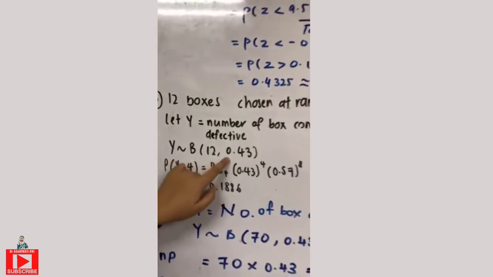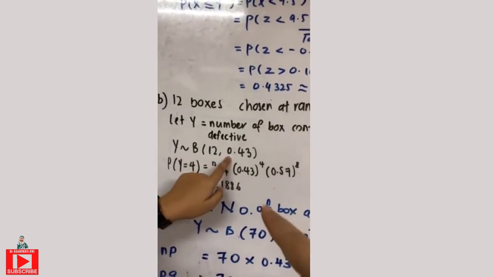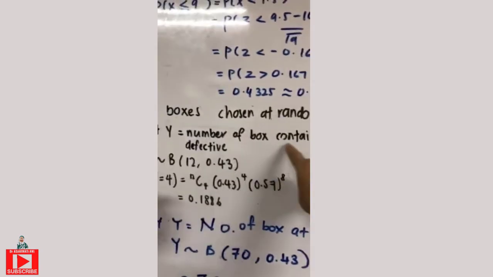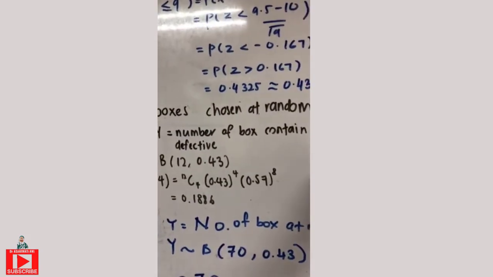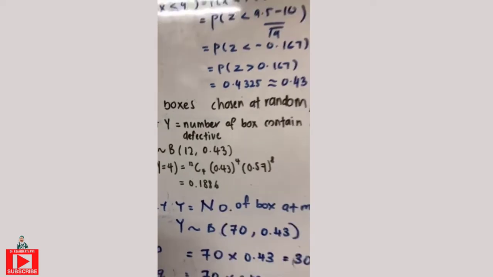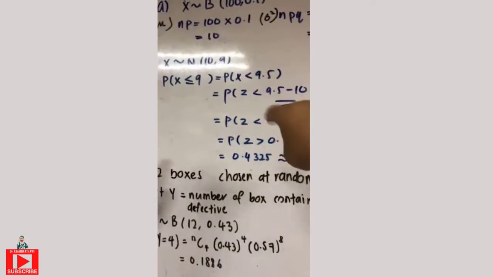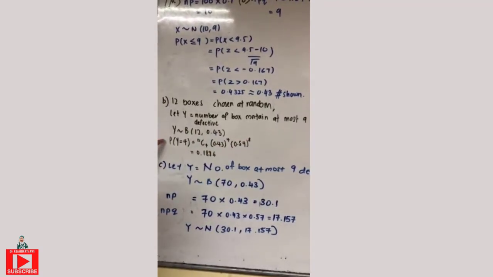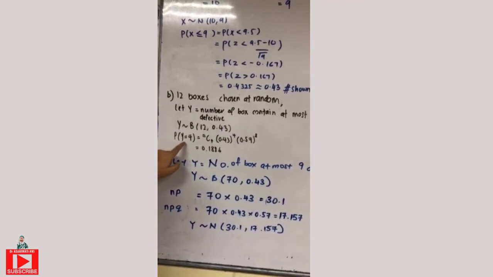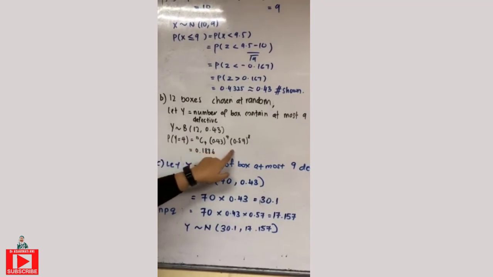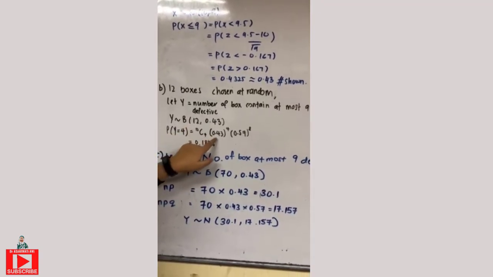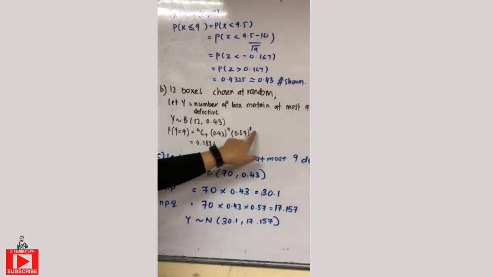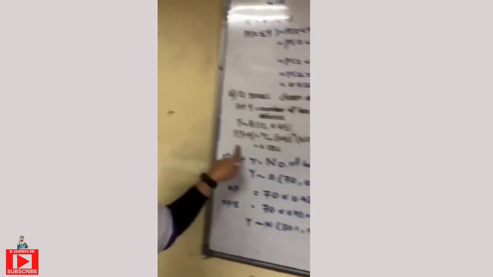Baca ni. There are 12 boxes. Probability 1 box contain at most 9 defective is 0.43. Ni ambil daripada atas sebab yang ni 9. Lepas tu cari probability Y sama dengan 4. Lepas tu masukkan dalam formula, 12 C 4, 0.43 dia punya probability ke-4, 0.57 ke-8. So dapat 0.1886.